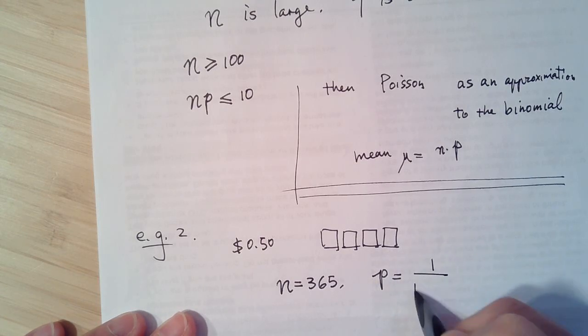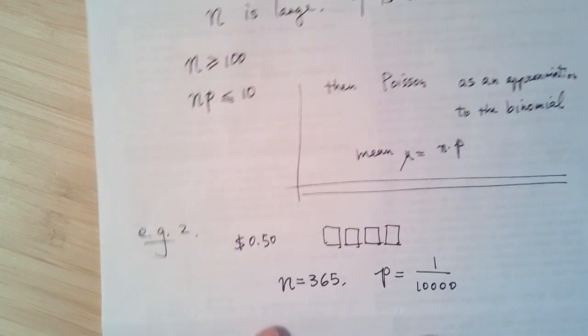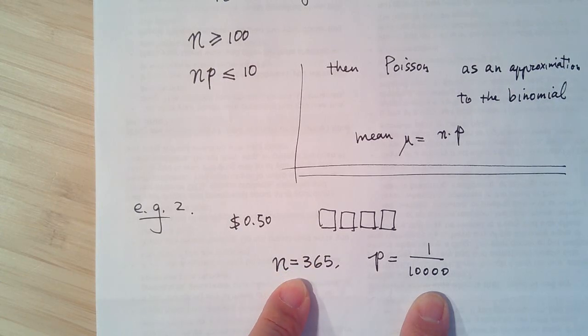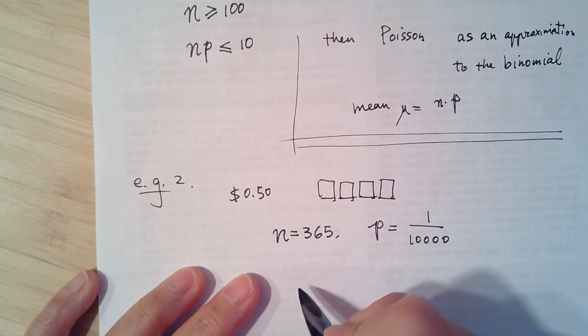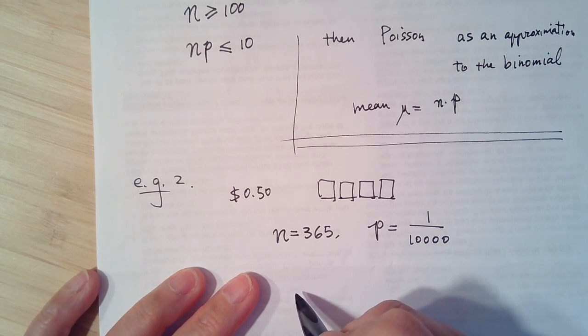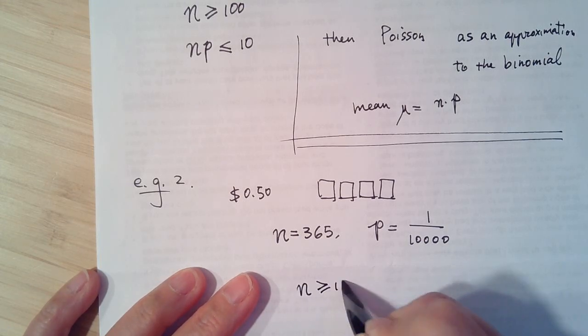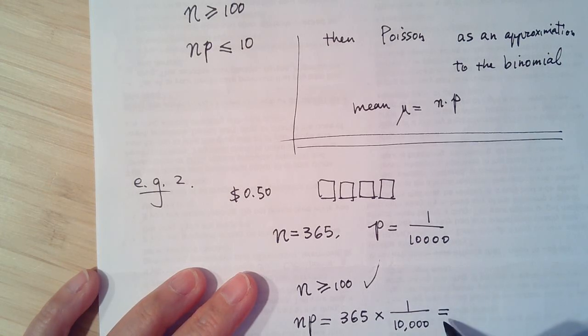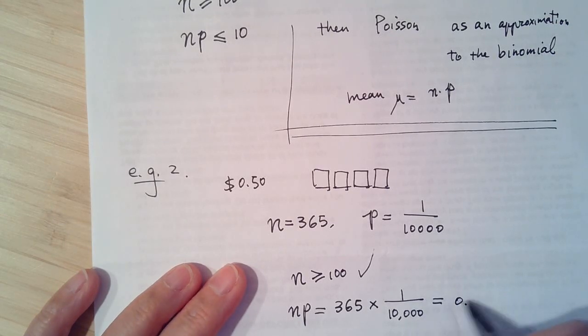Do you agree? Chances are small, but you repeat this a lot of times, right? So is n greater than or equal to 100? Yes. Your np equals 365 times 1 over 10,000, which is 0.0365. Is this less than 10? Yes. So these two probabilities are pretty much the same, or very, very close.